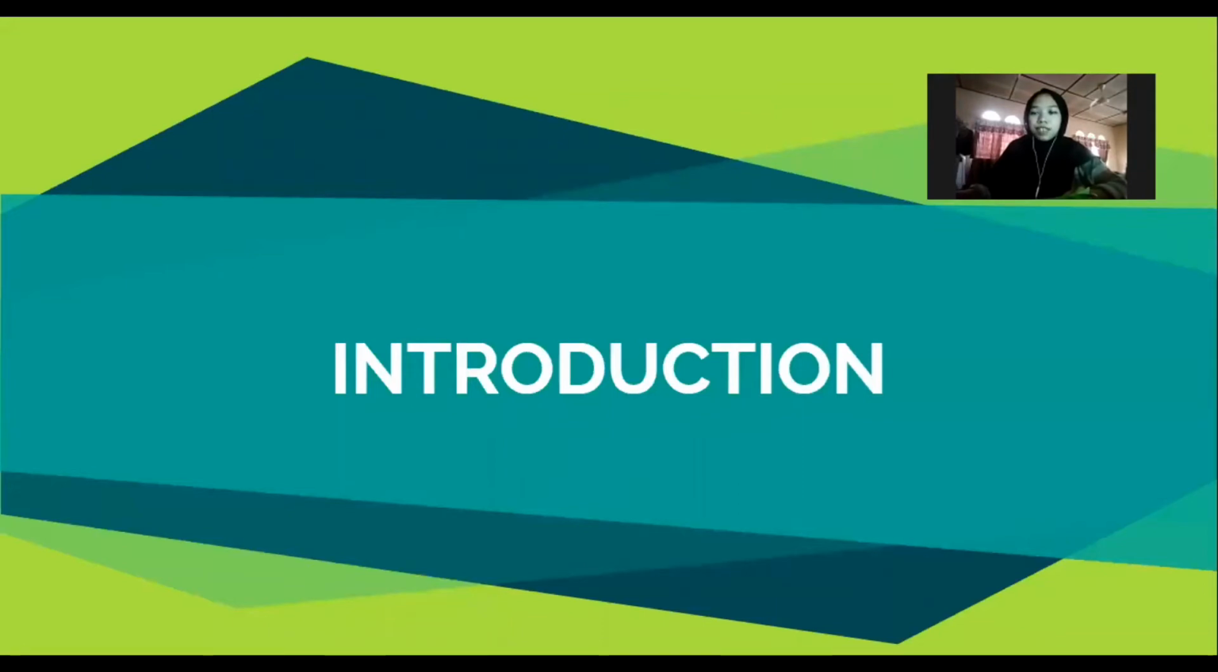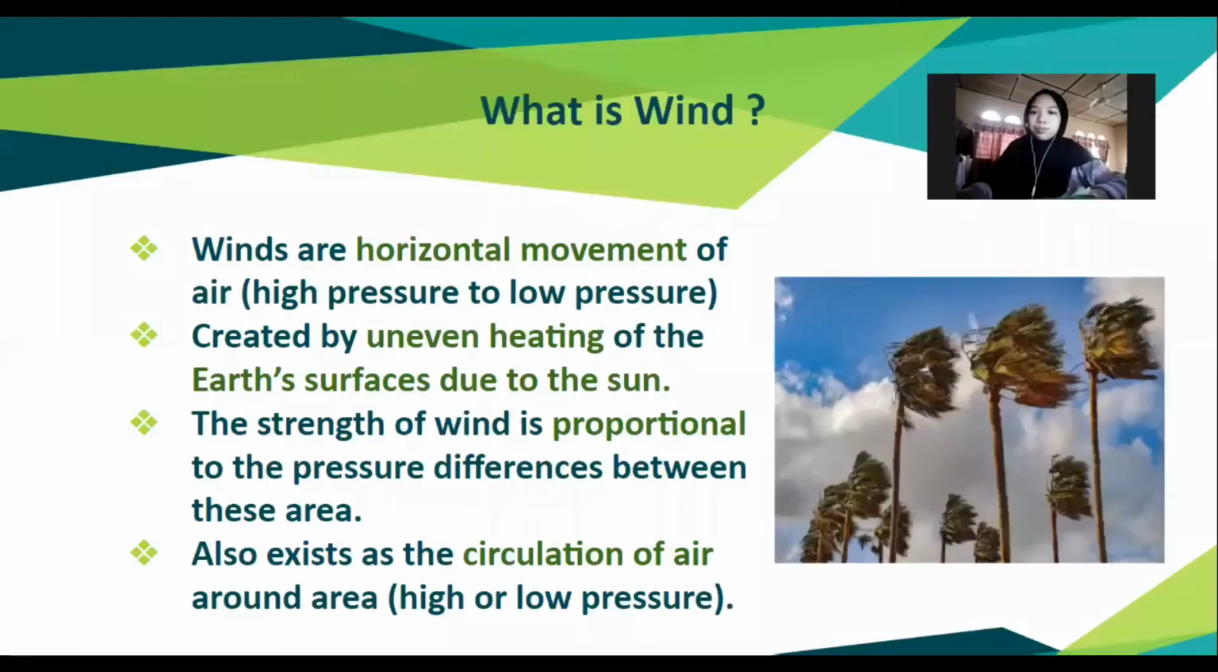So I will start first with the introduction. So what is wind? Winds are horizontal movement of air from high atmospheric pressure to low atmospheric pressure. It's basically created by uneven heating of the surface due to the sun. The strength of wind is proportional to the pressure differences between these areas. That means the greater the pressure difference between these areas, the harder the wind will blow. Wind also exists as the circulation of air around an area with high pressure or an area with low pressure.